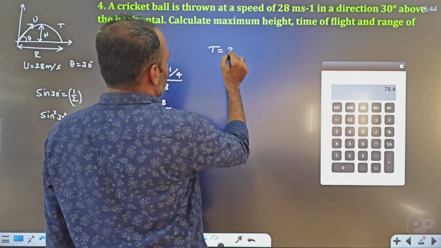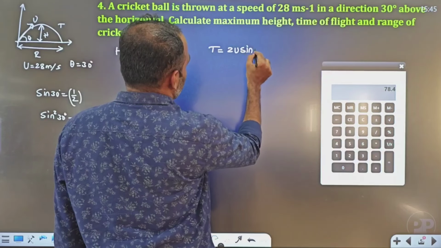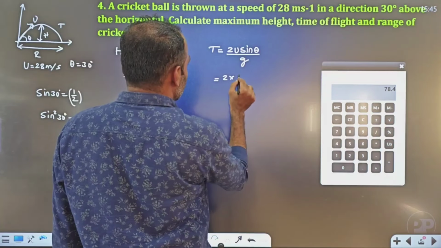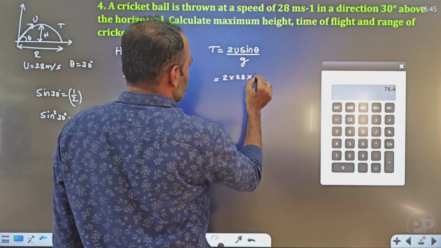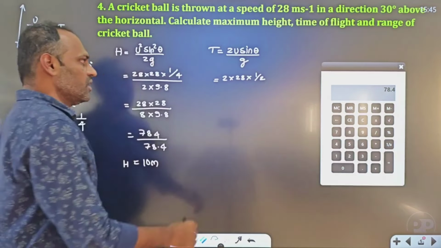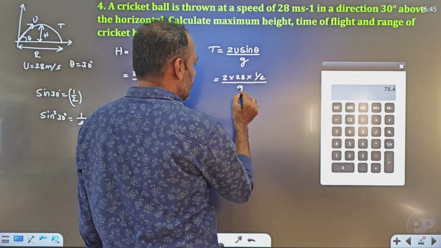Time of flight is 2u sin theta divided by g. So it is 2 into 28 into sin theta. Sin theta is again 1 by 2, because we know sin 30 degree is 1 by 2. Divided by g. G is 9.8.